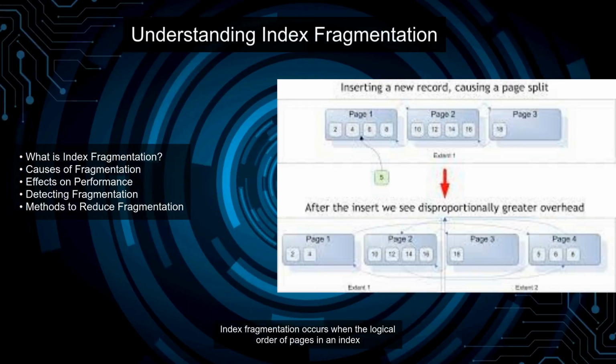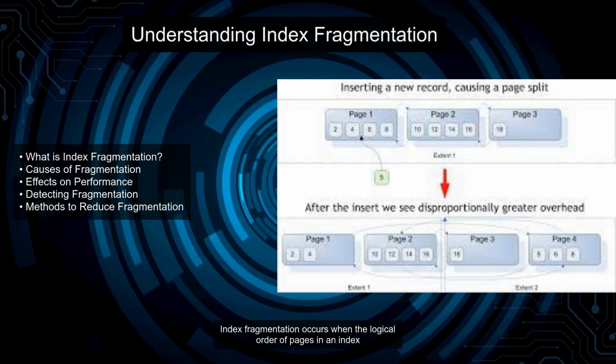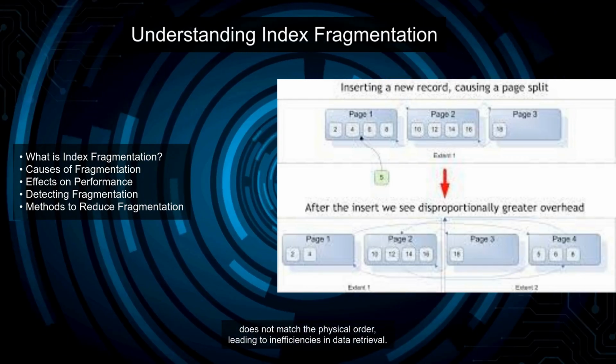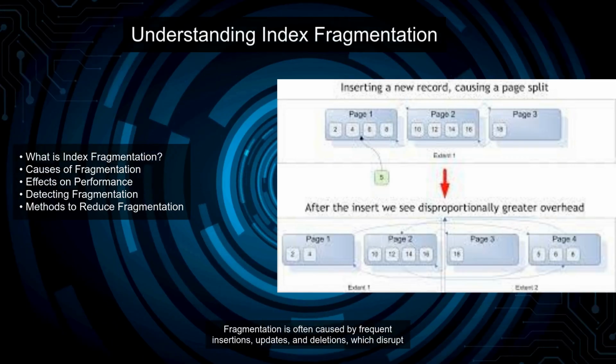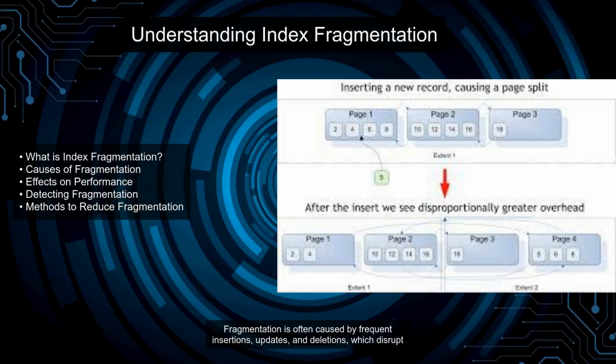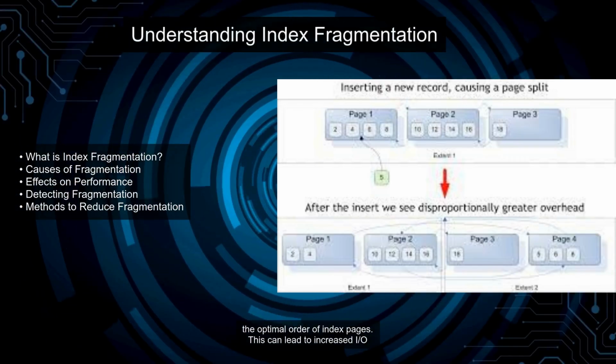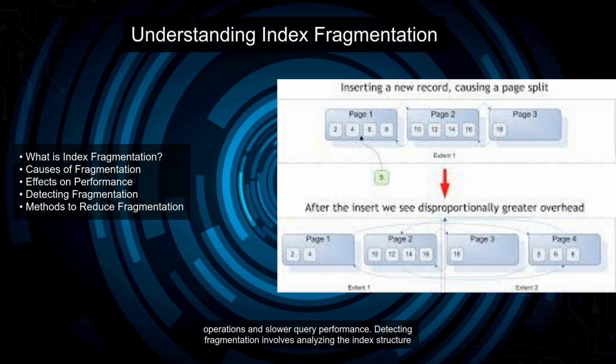Index fragmentation occurs when the logical order of pages in an index does not match the physical order, leading to inefficiencies in data retrieval. Fragmentation is often caused by frequent insertions, updates, and deletions, which disrupt the optimal order of index pages. This can lead to increased I/O operations and slower query performance.